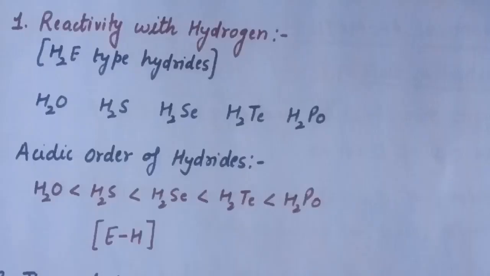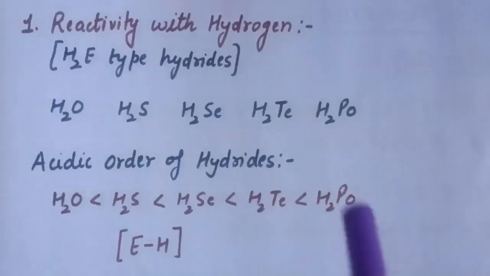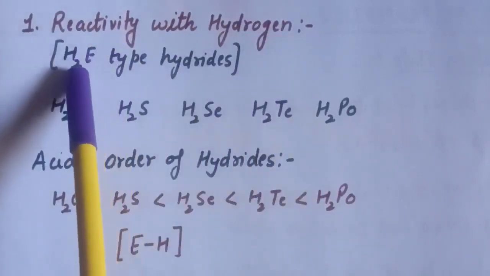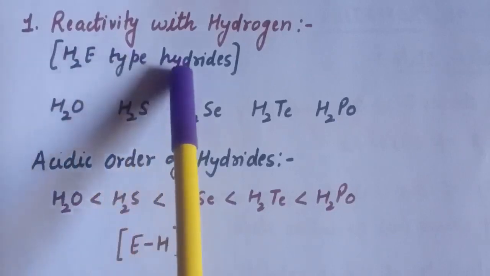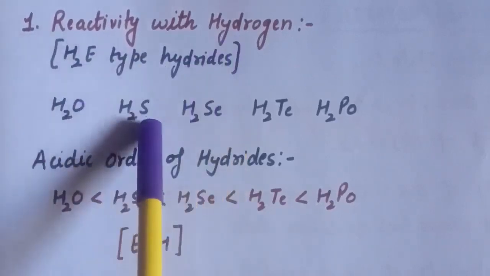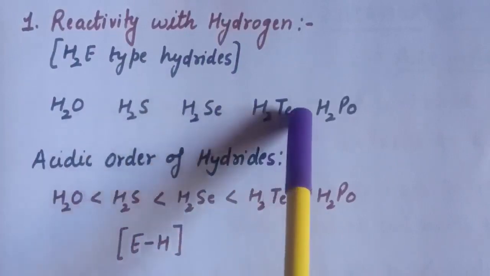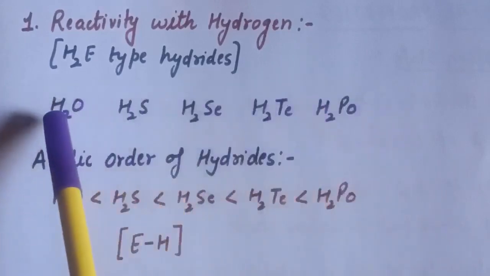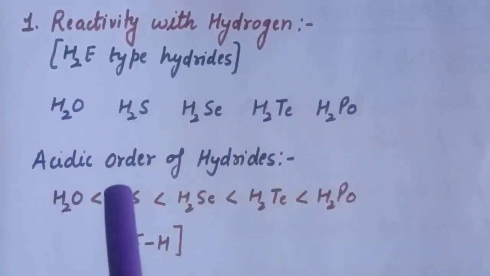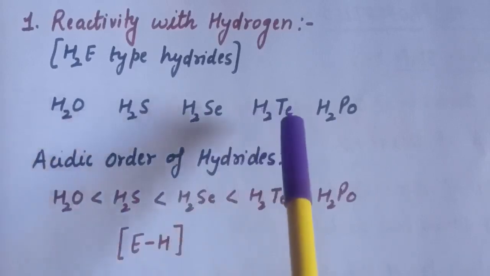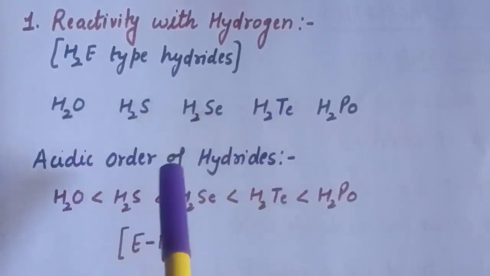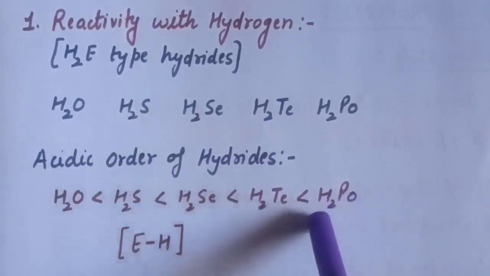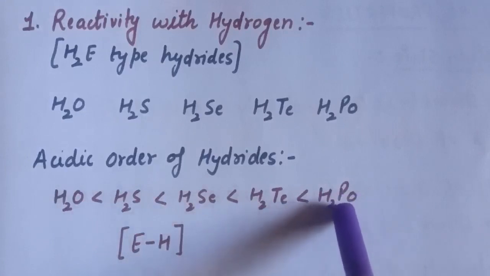Next we will discuss the reactivity with hydrogen. So first is reactivity with hydrogen. Group 16 elements form H2E type of hydrides, that is H2O, H2S, H2Se, H2Te, H2Po. Now first we will explain the acidic order of these hydrides. When we compare the acidic order of these hydrides, H2O is least acidic, whereas H2Po, that is the hydride of polonium, is most acidic.